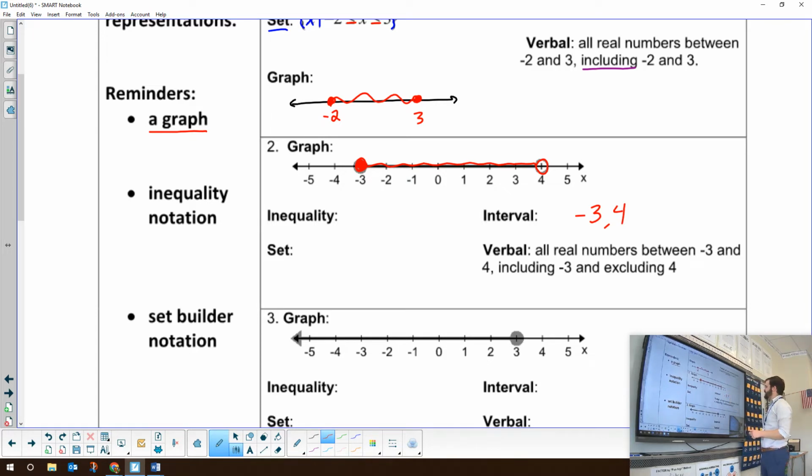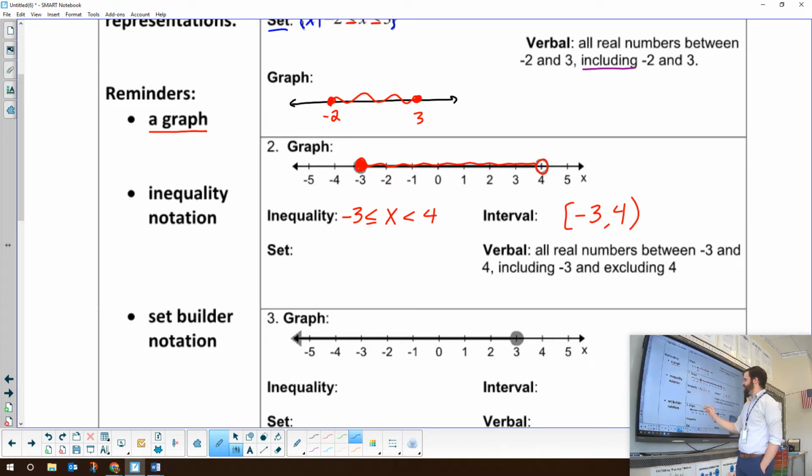And then we have to decide, does it equal -3? Yes, so I'm going to put a bracket there. Does it equal 4? No, because we have that open circle. So as an inequality, it's in between those two numbers. So I'm going to write x in the middle. X is going to be bigger than -3, and x is going to be smaller than 4. And I'm going to make that one an equal sign because it is equal to that -3 because it's a closed circle. And then your set notation, remember, is the same thing as your inequality.